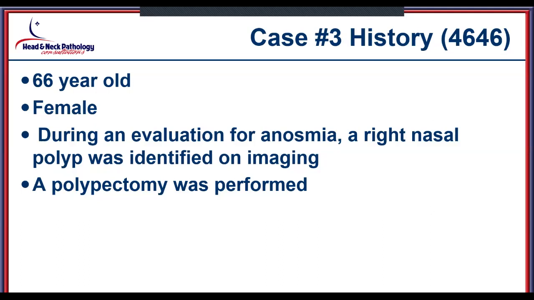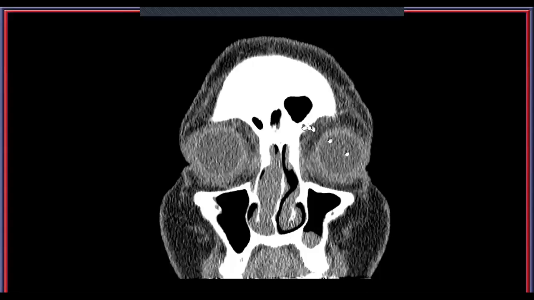Let's go now to case number 3. And in this particular case, it was a 66-year-old woman who presented with evaluation for anosmia. And during that evaluation was identified to have a right nasal polyp. Obviously, a polypectomy was performed, but here you can see the imaging finding, and you can tell that it is a fairly large destructive lesion that expands up into the roof of the nasal cavity.